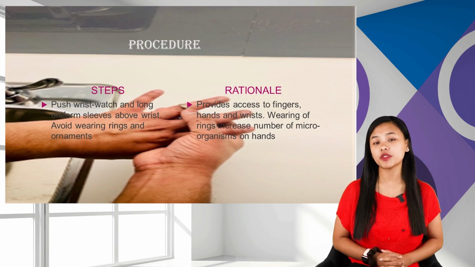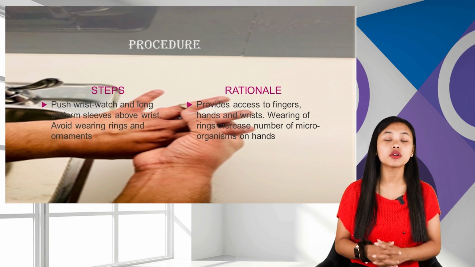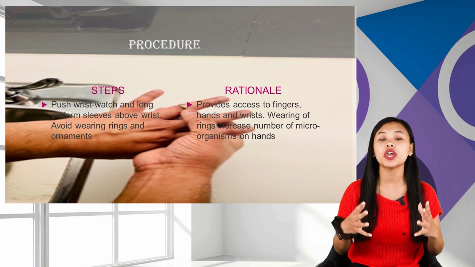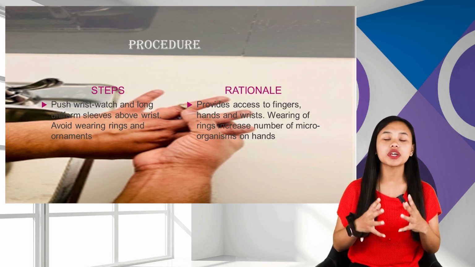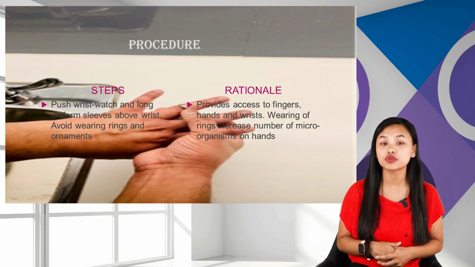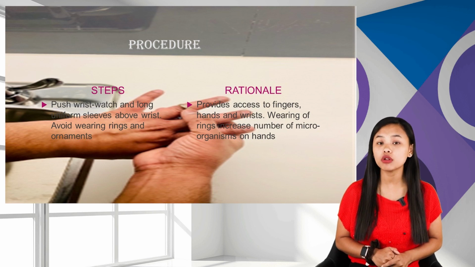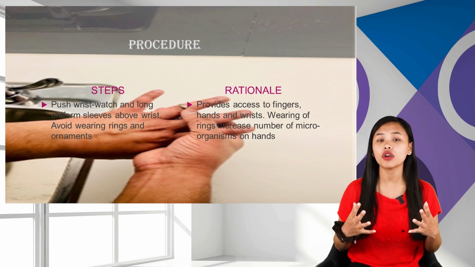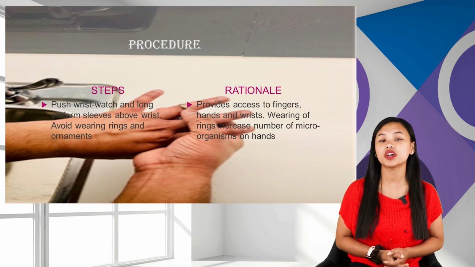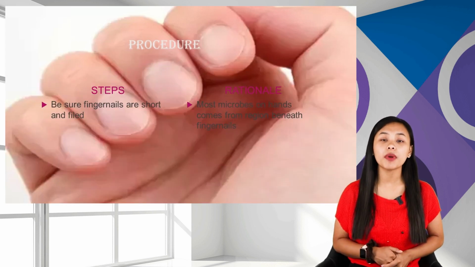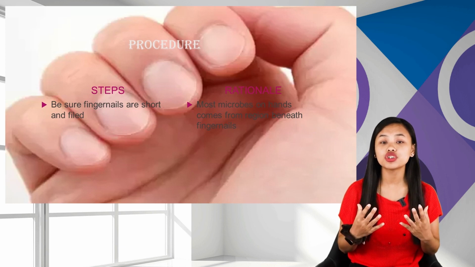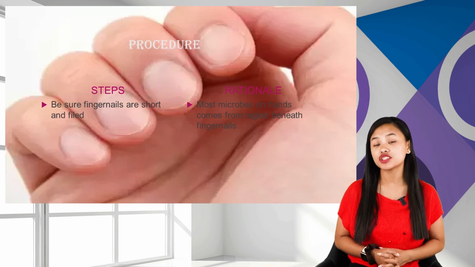Before you perform the medical hand washing, if you are wearing a wristwatch or a uniform which has long sleeves, you should make sure that you pull them up, because in this manner it will provide access to the fingers, hands, and also the wrist. And here we must always avoid wearing rings or any ornaments, because this will increase the number of microorganisms which may be present on our hands. We must also make sure that our fingernails are short and fine, because this is the region where most microbes on the hands will be present.